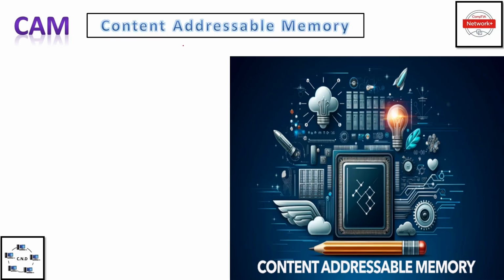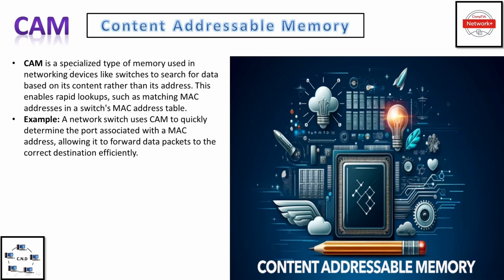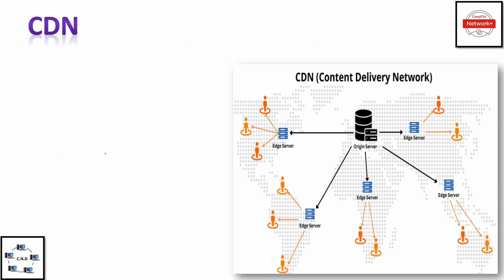CAM, that is Content Addressable Memory. So CAM is a specialized type of memory used in networking devices like switches to search for data based on its content rather than its address. This enables rapid lookup such as matching MAC addresses in a switch's MAC address table. For example, a network switch uses CAM to quickly determine the port associated with a MAC address, allowing it to forward data packets to the correct destination efficiently.